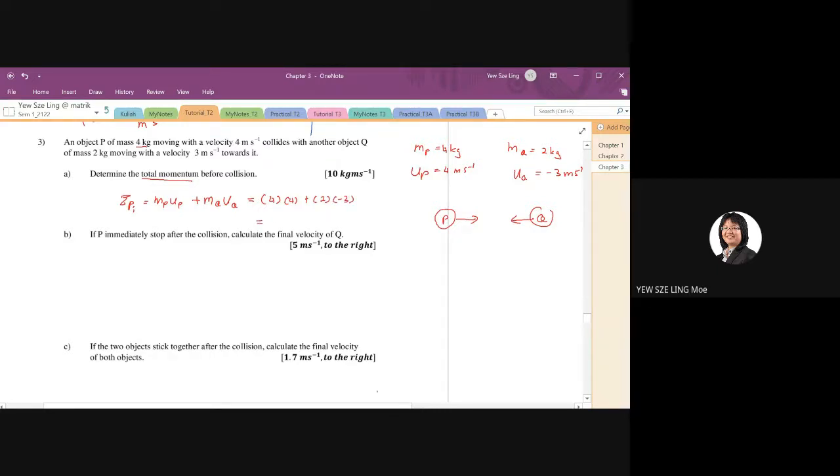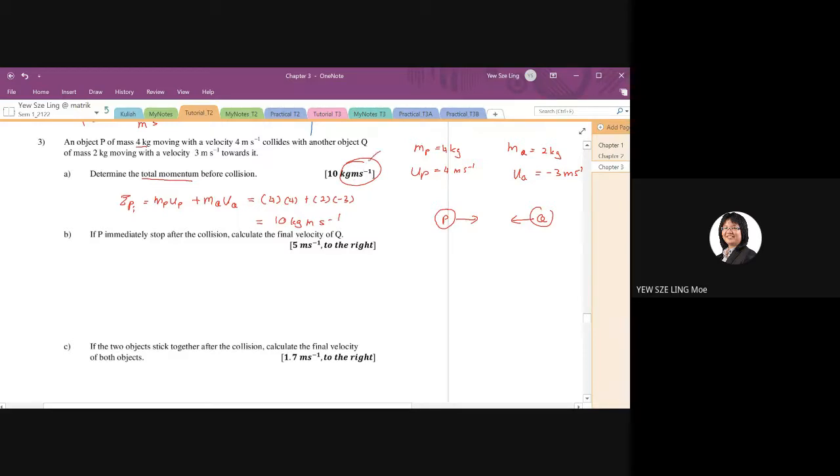So the answer is 16 minus 6, 10 kg m s^-1. Right, 10 kg m s^-1. Make sure to put a bit of space between all these units. Don't follow the units in the books, because there's a typo when they mix the book.